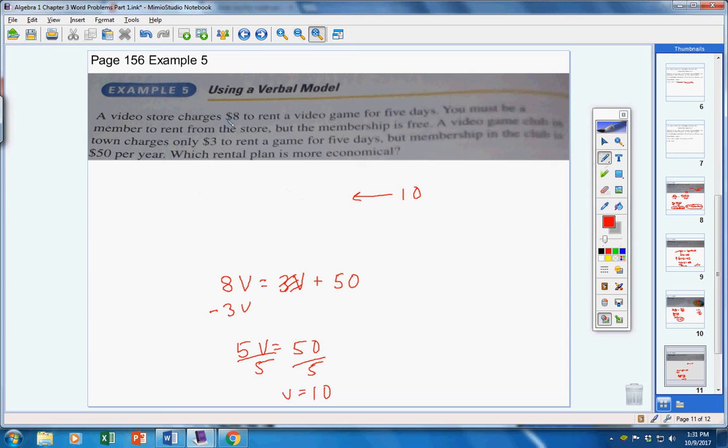So from the one store, it's going to be $80 because I'm paying $8 a video. From the other store, it's going to be $30 because I'm paying $3 a video, but I have to add in my $50 one-time payment. So look at that, 80. So I can answer this question so easily.